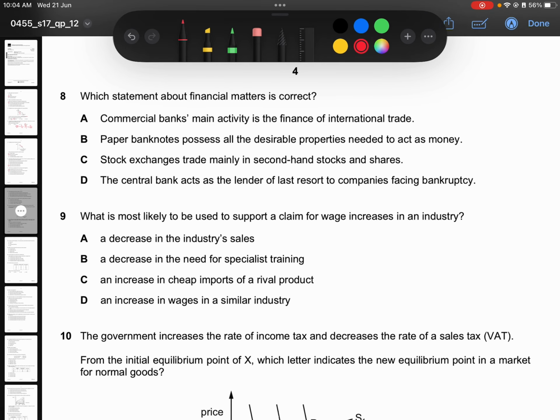Which statement about financial matters is correct? So commercial banks' main activity is finance of international trade. No, that's the central bank.